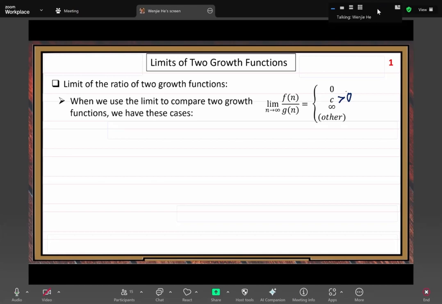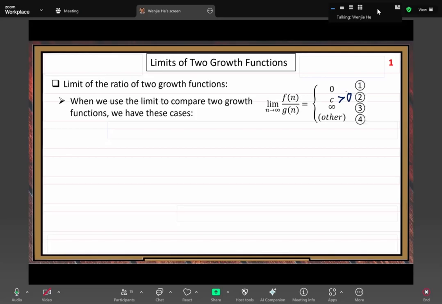The third case, infinity. There is case number 4: none of the three above, other. We will look at case number 4 later, after we finish our discussion on the first three relatively simple cases.